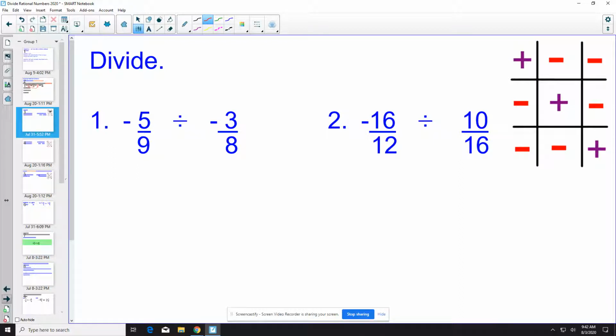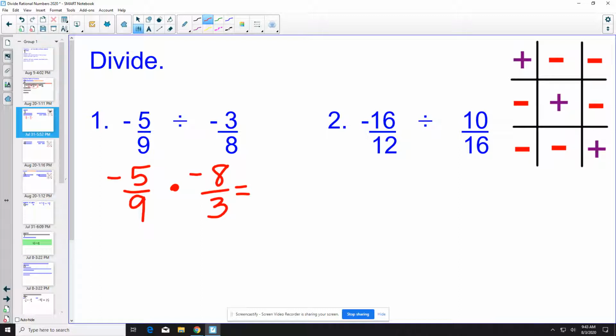In your notebook, go ahead and write down number 1, -5/9 divided by -3/8. All right, we're going to keep, change, flip. So we're going to keep -5/9 the same. So rewrite -5/9. We're going to change our division to times, and we're going to flip -3/8 and make it -8/3. Then remember, we're going to look for cancellation. So 3 won't go into 5, 3 goes into 9, 3 won't go into 8. Let's see, 2 goes into 8, but 2 won't go into 9 or 3. I don't see any cancellation, so we're going to multiply across.